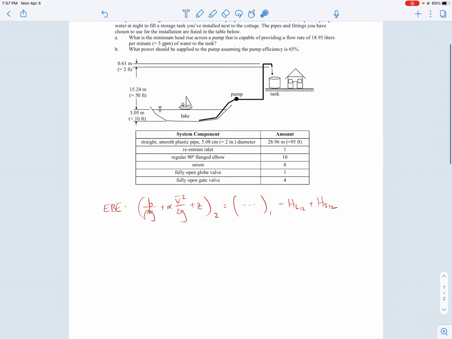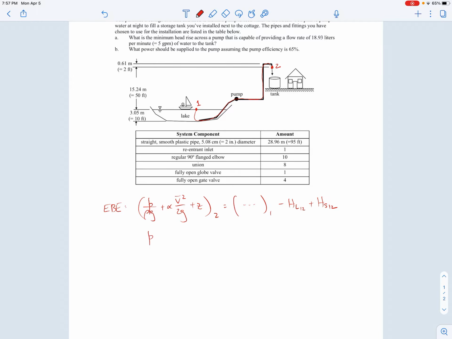Okay, so point 1 I would place right here on the free surface, because we know the elevation of that surface, we know the pressure there, we know the velocity is approximately 0. And then there's some streamline that goes through the pipeline, through the pump, and then I would put point 2 right there, right at the outlet of the pipe, because there again I know the elevation, I know the pressure. I don't know the velocity explicitly here, but we can actually calculate it. So those are the 2 points I'm going to choose.